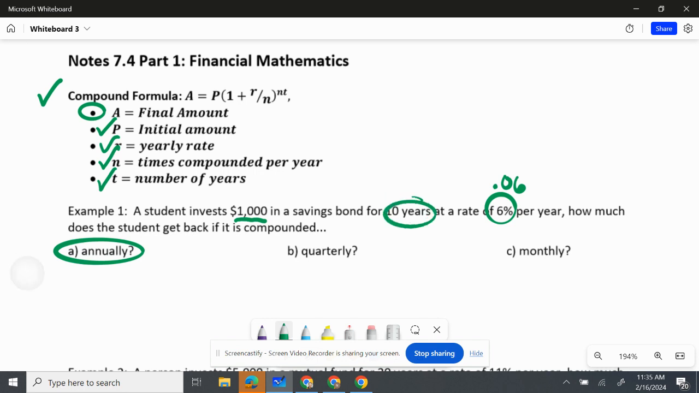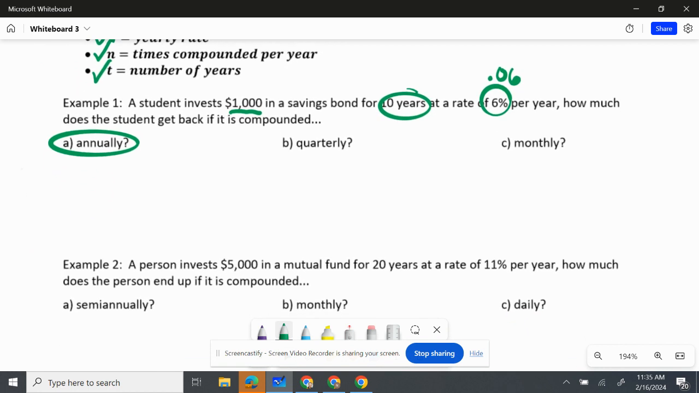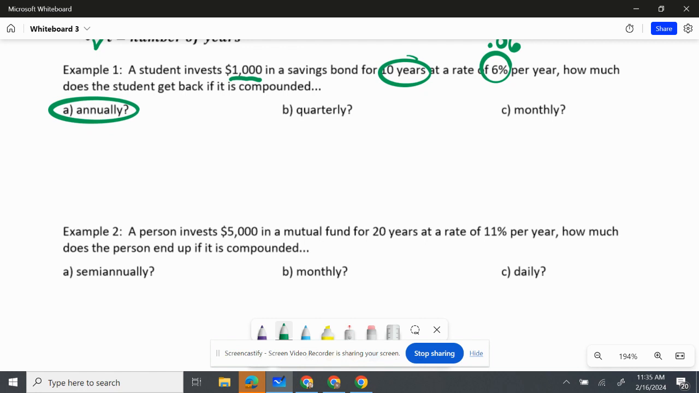This is a heavy calculator section, so you want to make sure you have your calculator ready and you know how to use it. You don't want to just rely on me giving the numbers out. You want to make sure that you understand how to get those numbers on your calculator. So pause the video at any moment and make sure that you know how to use it.